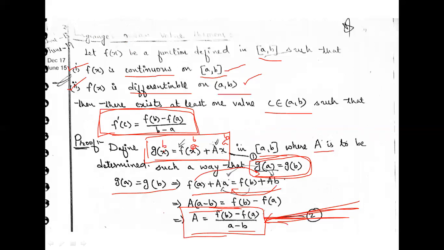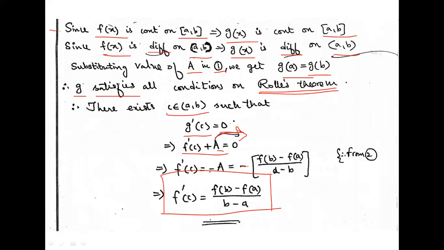So there are simple steps. Number 1, you have to remember g of x is equal to f of x plus ax. Number 2, g of a is equal to g of b. Then substitute and find a. Then, since it follows Rolle's theorem, it is continuous on the closed interval a comma b and differentiable on the open interval a comma b, we can apply Rolle's theorem. What was Rolle's theorem? f dash of c is equal to 0.